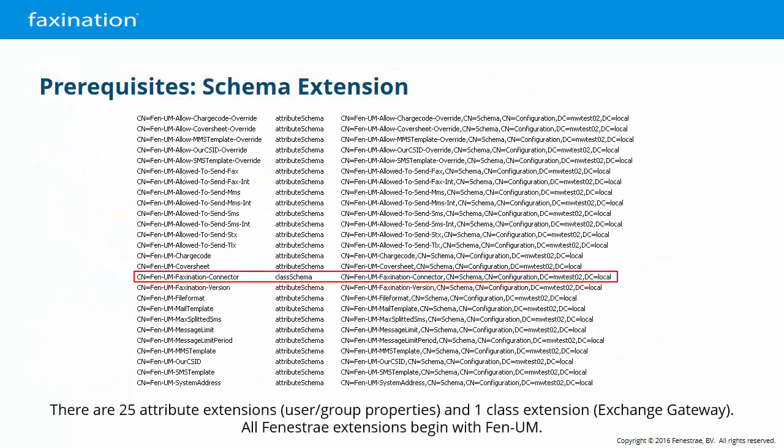Faxination integrations with Microsoft Exchange and Office 365 typically include Active Directory integration. For that, we need to add information to the domain user accounts that is specific to Faxination. We reserve a place to store that information by using an Active Directory Schema extension.